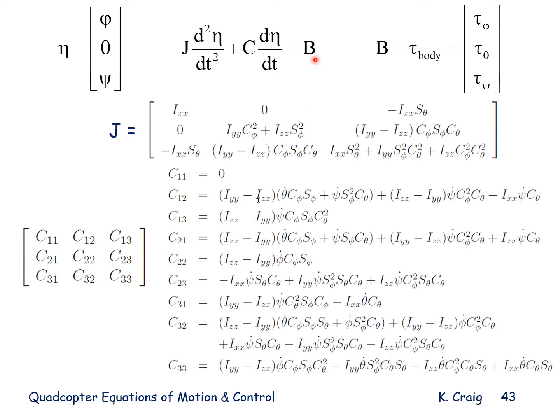B is the input vector to the equations. It consists of the moments: the roll moment, the pitch moment, and the yaw moment. It is a column vector, a 3 by 1 matrix. So here are the three equations for the rotational generalized coordinates resulting from the Lagrange analysis.